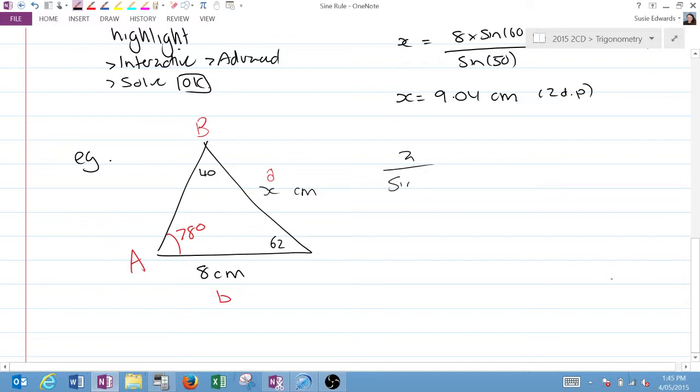A over sine A equals B over sine B. Can you guys answer this for yourselves, please?